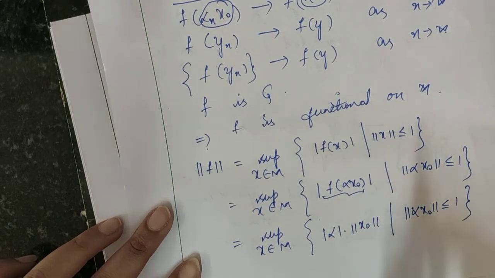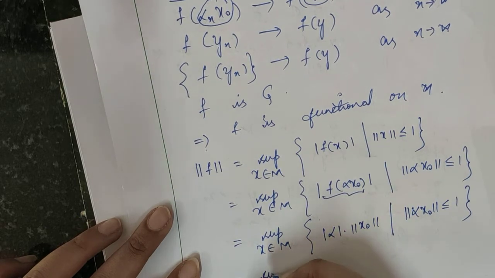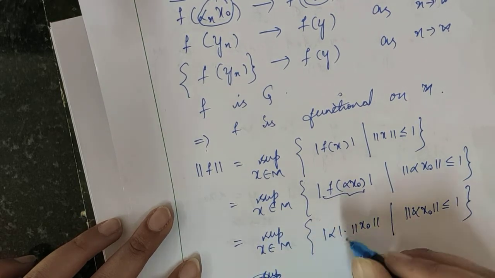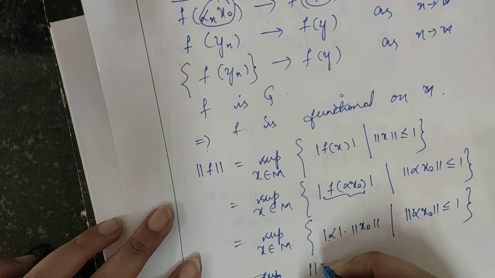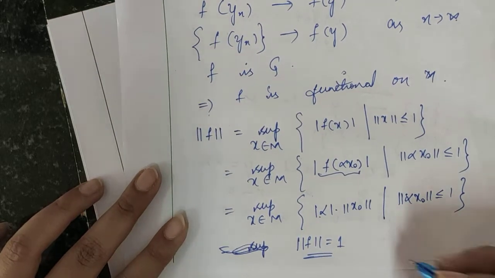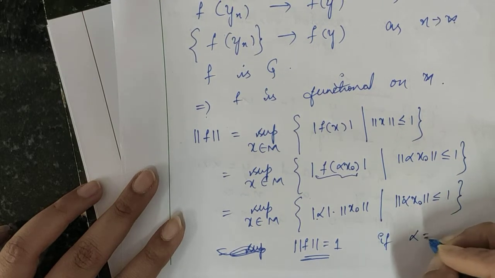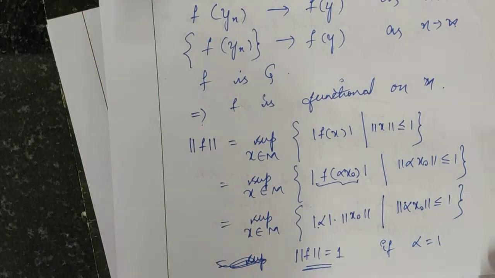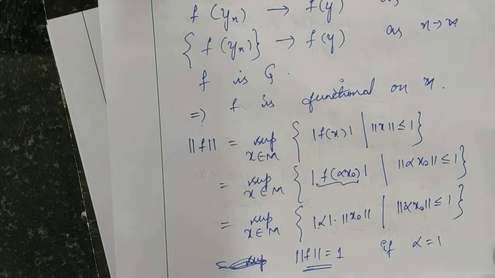So if alpha is equal to 1, we can write this as, if alpha is equal to 1, your norm f will be equal to 1. This is when alpha is equal to 1, right?